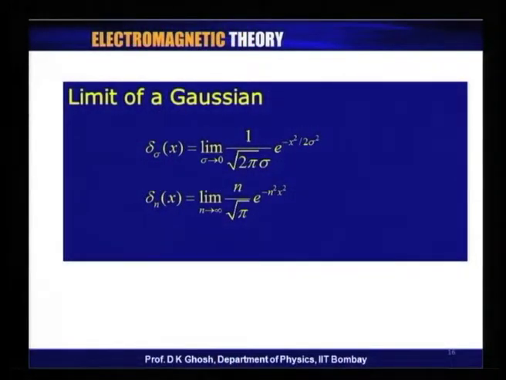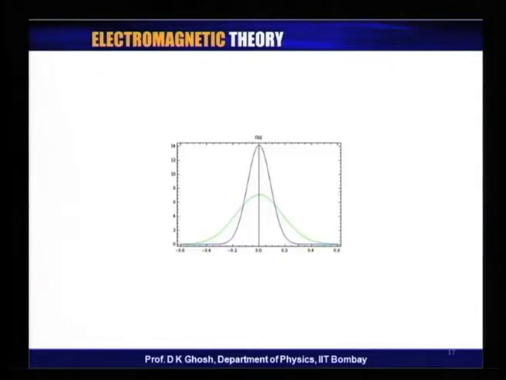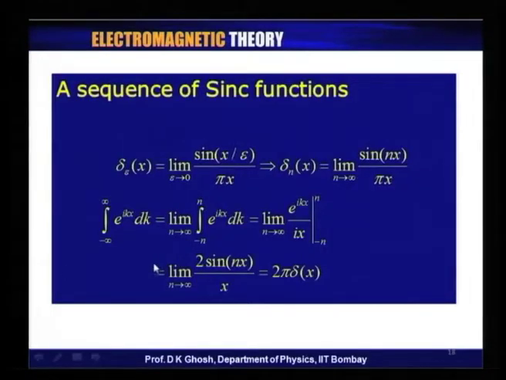Other examples would be as a limit of a Gaussian, limit sigma going to 0, 1 over root 2 pi sigma e to the power minus x square by 2 sigma square. This is a Gaussian function, in the limit of sigma going to 0. So, this is again a plot of that. Go on changing the parameter, and you find that the width goes on becoming smaller and smaller, and the height keeps on rising, such that the area under the curve remains the same.